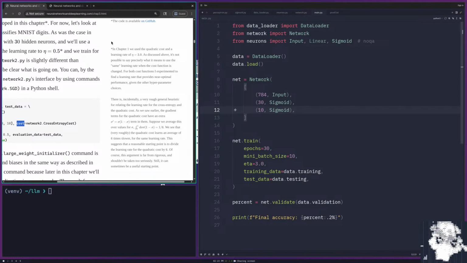As we saw earlier, the gradient terms for the quadratic cost have an extra sigmoid prime equals sigmoid times 1 minus sigmoid term in them. Suppose we average this over values for sigmoid. Integral from 0 to 1 of d sigmoid times sigmoid of 1 minus sigmoid equals 1 over 6. We see that very roughly the quadratic cost learns an average of 6 times slower for the same learning rate. This suggests that a reasonable starting point is to divide the learning rate for the quadratic cost by 6. Of course, this argument is far from rigorous and shouldn't be taken too seriously. Still, it can sometimes be a useful starting point.